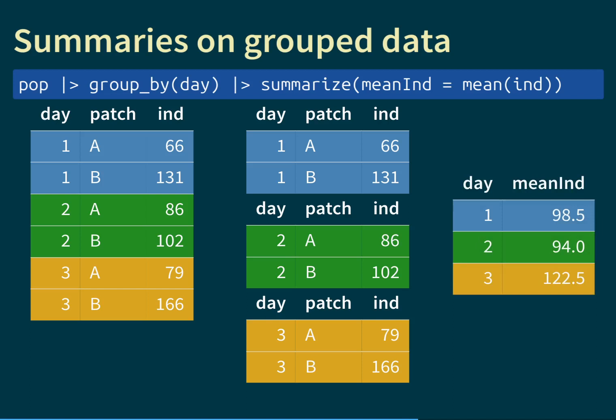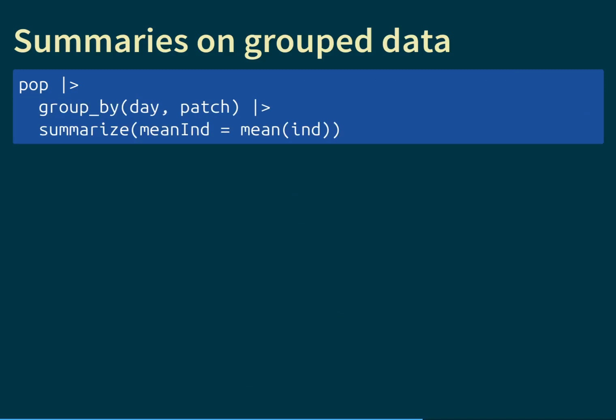But what we see is that on day 1, the mean number of individuals across the 2 patches was 98.5. On day 2, it was 94. And on day 3, it was 122.5. Okay, as a next step, let's see what happens if we group by more than one column.